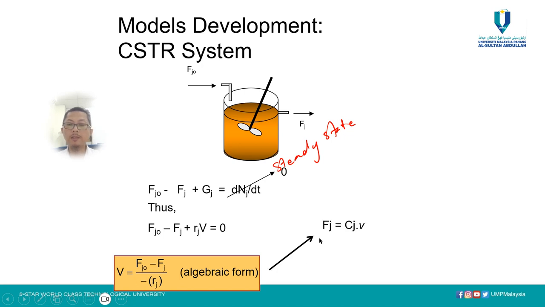We can change this equation into a function of concentration. So Fj equals Cj times mu, where mu is the volumetric flow rate. Cj is in the unit of mole per liter, and mu is in the unit of liter per second, for example. So the unit of F will become mole per second.